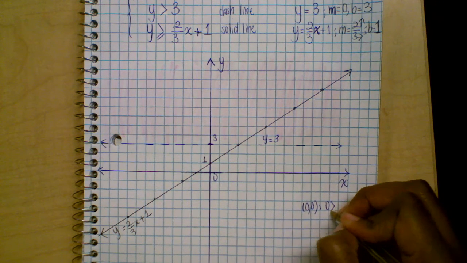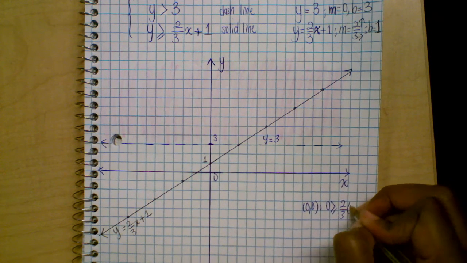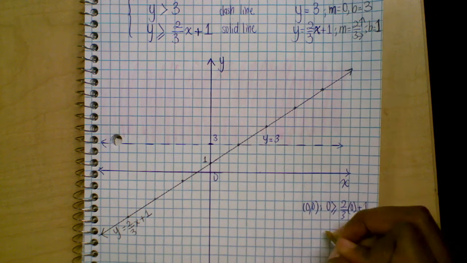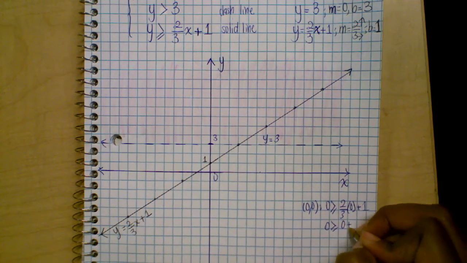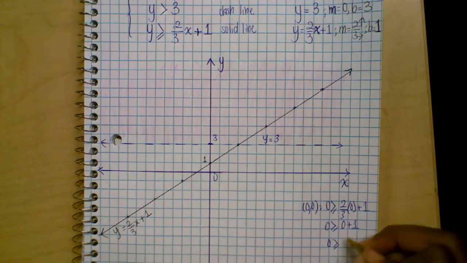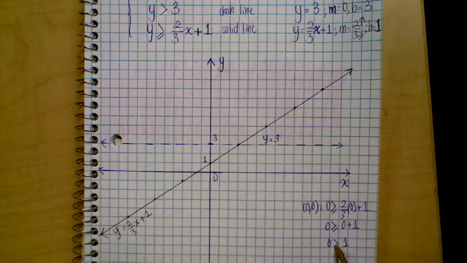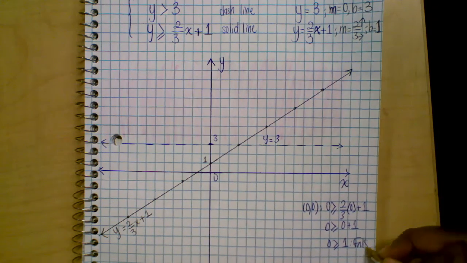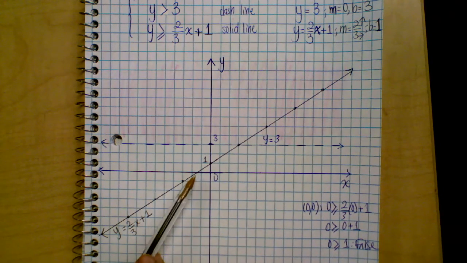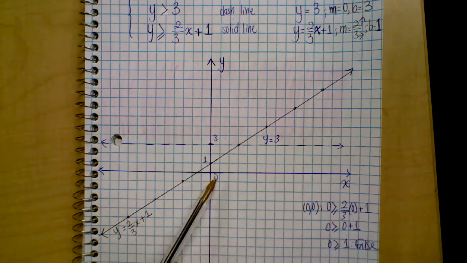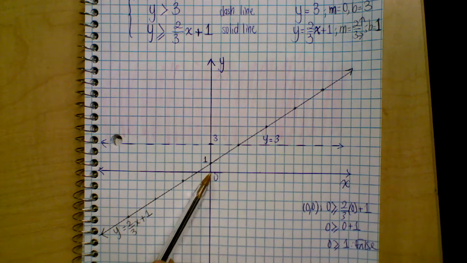So 0 is greater than or equal to 2/3 times 0 plus 1. So 0 plus 1 is 1. So is 0 greater than or equal to 1? No, it's not true, right? It's false. So can I shade the region where the point (0, 0) is?